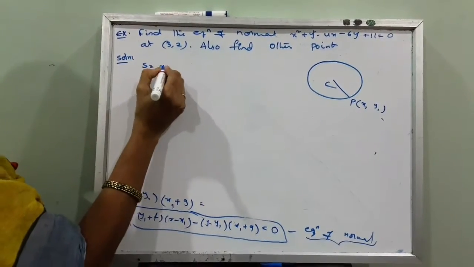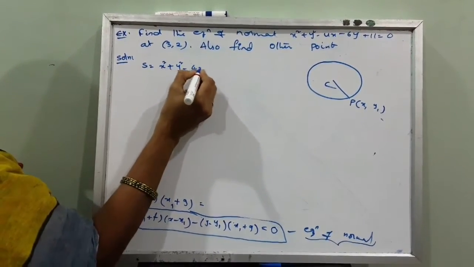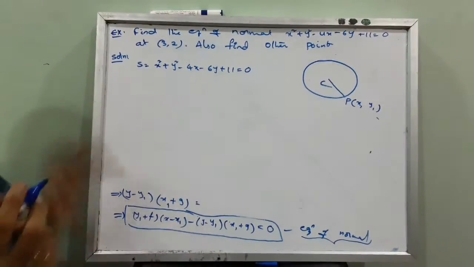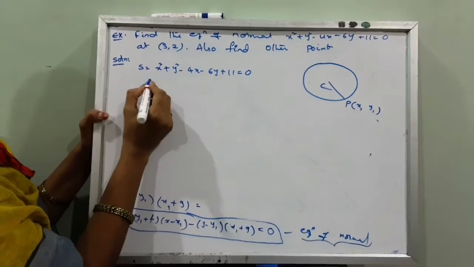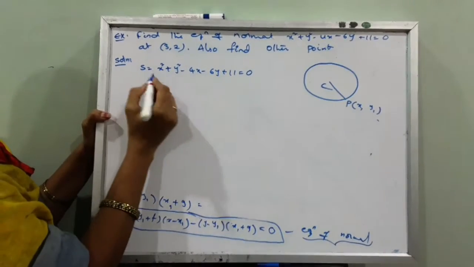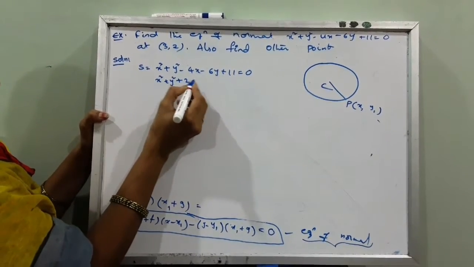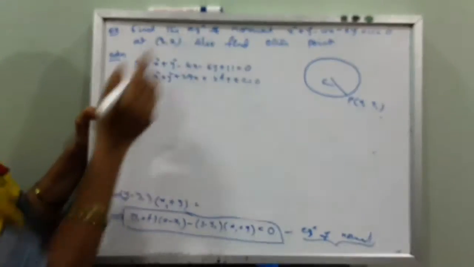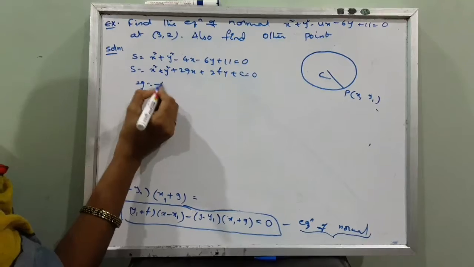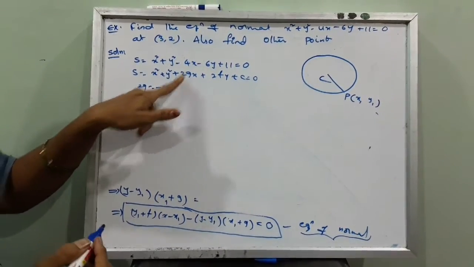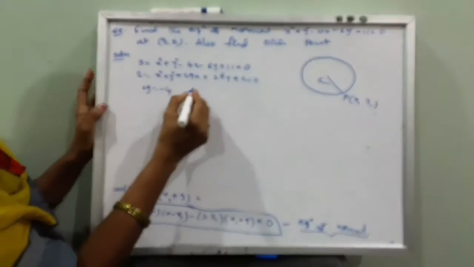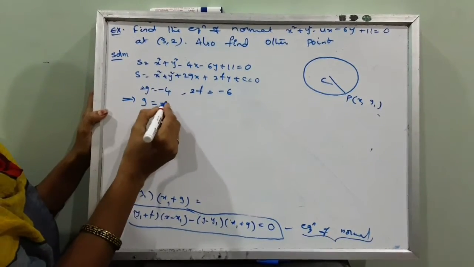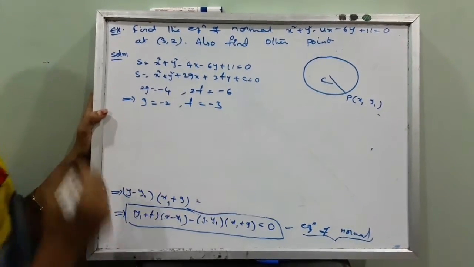The given equation is x square plus y square minus 4x minus 6y plus 11 is equal to 0. Comparing with x square plus y square plus 2gx plus 2fy plus c is equal to 0, here 2g is equal to minus 4, the x coefficient, and 2f is equal to minus 6. From this, g is equal to minus 2 and f is equal to minus 3.